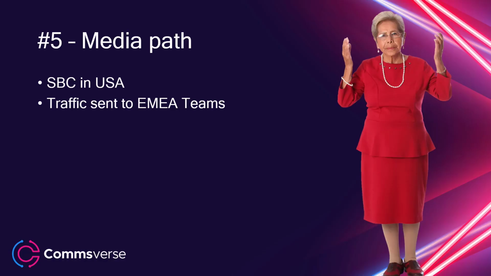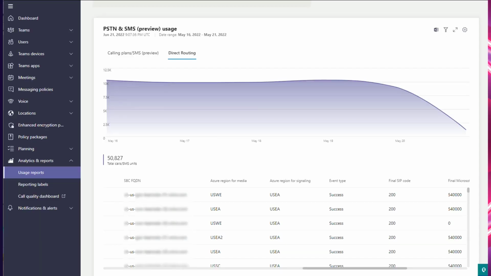Another example of information, this is in Teams Admin Center. So I had a customer, they were going from Cisco to Teams. They were deploying session border controllers around the world. And I noticed that all calls, for example in the US, were going to the Teams servers in Europe, for some reason. So we could see in the users report that calls were going the wrong direction.